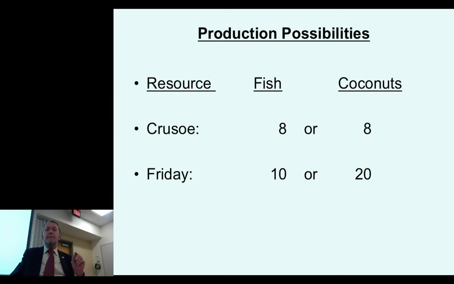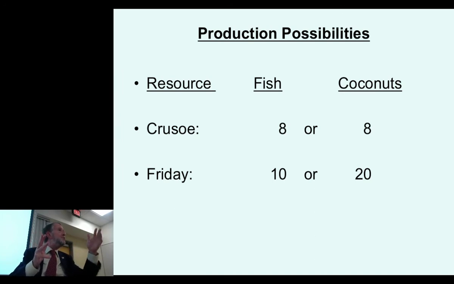So this is their production possibilities. This is what they're able to produce in an 8-hour day. They start out at opposite ends of the island, so they don't know each other. Crusoe, if he spends the entire day fishing, can get 8 fish. If he spends the entire day gathering coconuts, he can also get 8 coconuts. Or if he splits his time up, he could get any linear combination of those.